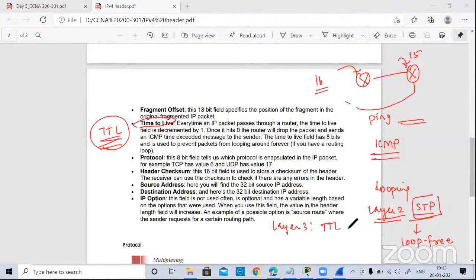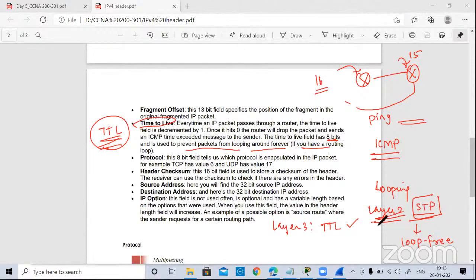In layer 3, we have this TTL field, which tells us that after a specific count, that packet has to be discarded and can no longer be in the network. That is the meaning of time to live. Every time an IP packet passes through a router, the TTL is decremented, and once it hits 0, the router drops the packet and sends an ICMP time exceeded message to the sender. It has been given 8 bits, and it is used to prevent packets from looping around forever. So by using TTL, you avoid loops in layer 3.